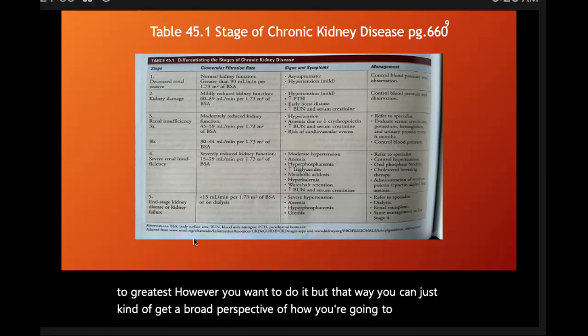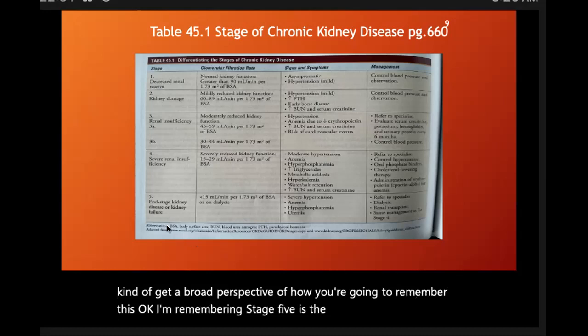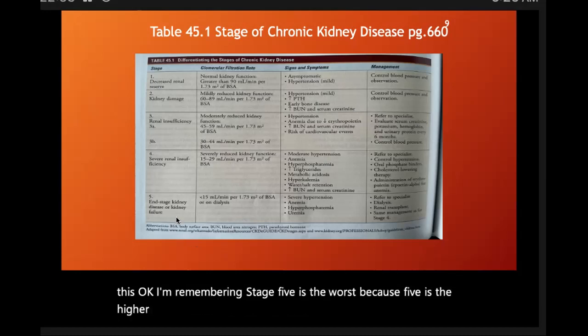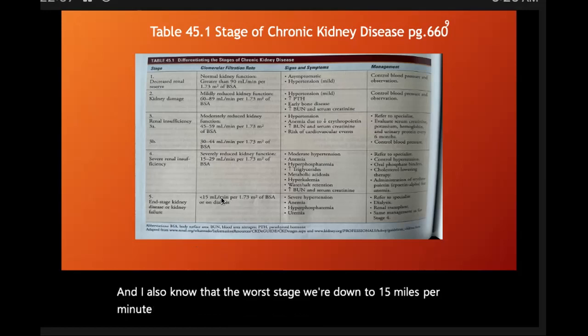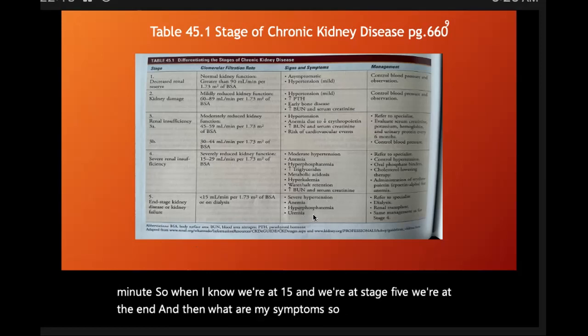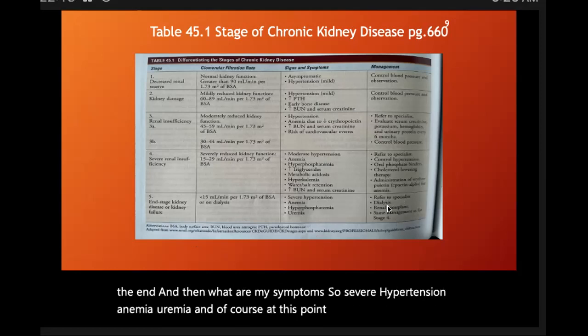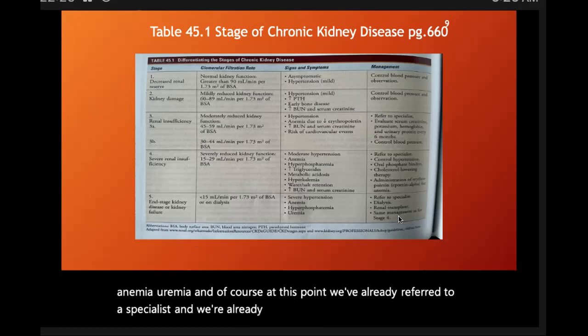Okay, I'm remembering stage 5 is the worst because the higher the number, the worse it is. And I also know at the worst stage, we're down to 15 mLs per minute. So when I know we're at 15 and we're at stage 5, we're at the end, right? And then what are my symptoms? Severe hypertension, anemia, uremia. And of course, at this point, we've already referred to a specialist and we're already in dialysis. Okay, so again, differentiate your stages and really try to pinpoint different factors that differentiate them.